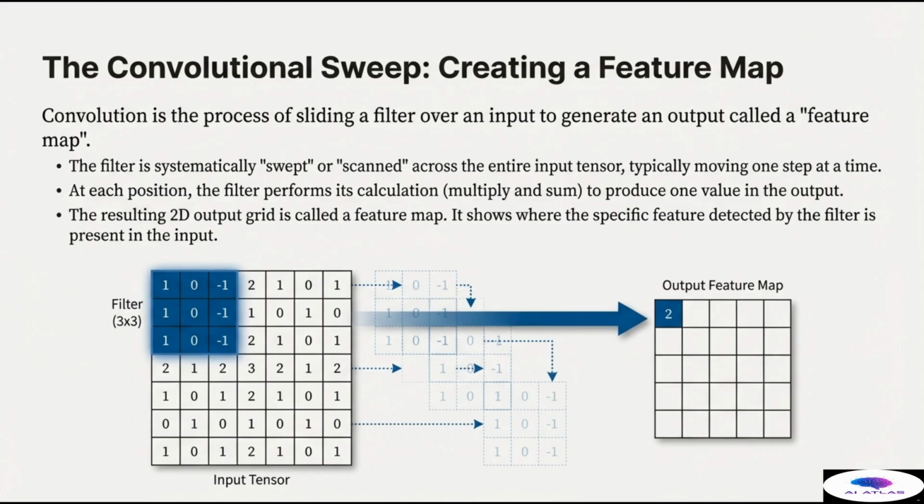In the diagram, the blue 3x3 filter starts in the top left corner, performs its calculation, and yields an output value of 2 in the top left corner of the output map. It then shifts one position to the right and repeats the process, calculating the next value. This process continues until the filter has covered the entire input tensor. The resulting 2D grid, the feature map, is critical because it represents the spatial locations where the specific feature, say, a vertical edge or a yellow spot, detected by that filter is present in the input image. This elegant, repetitive process turns raw pixel data into structured feature representations.